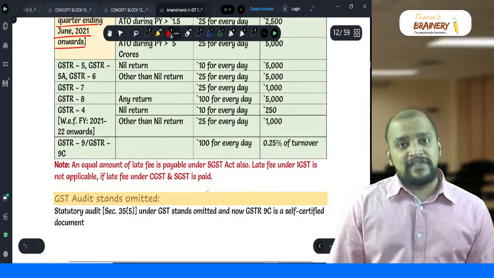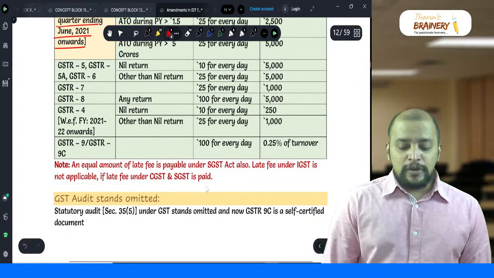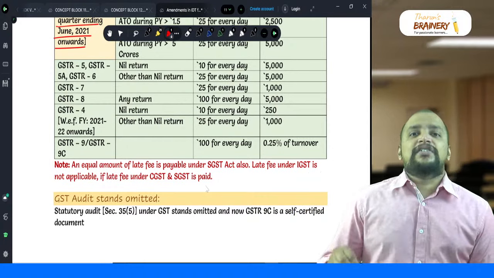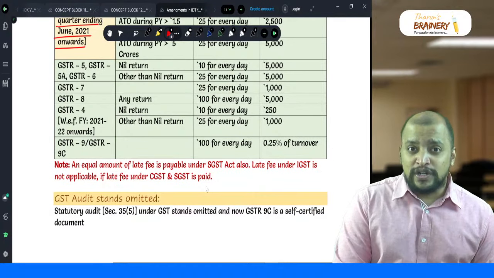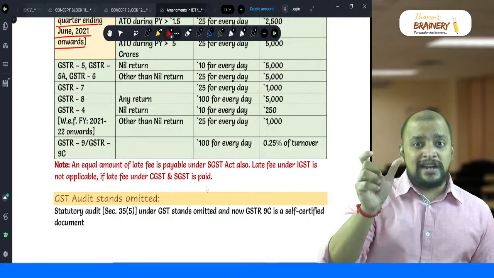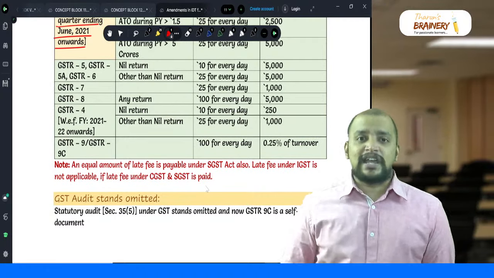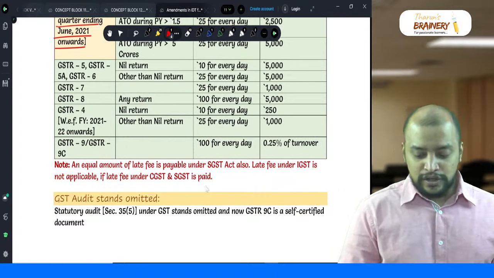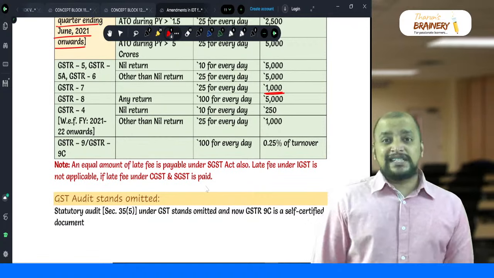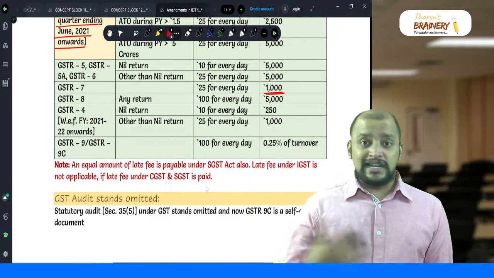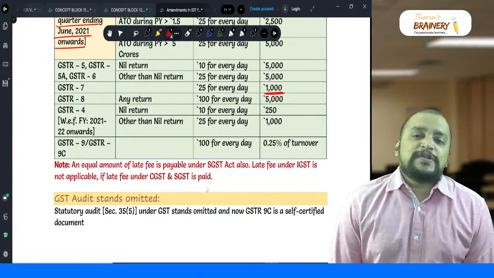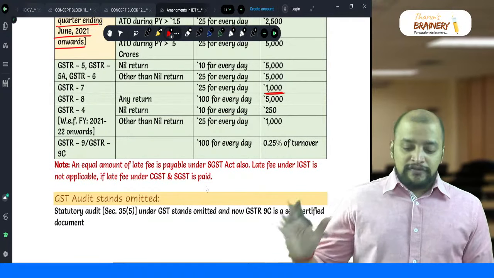And GSTR 7, 20 rupees per day subject to maximum. In the amendments material they have given it as 100, but actually in the notification it is given as 1000. So I say the amendments material is wrong, it is not 100, it will be 1000. Please be careful with respect to this. This is 1000 only, you can refer to the relevant notification. Then GSTR 8, they did not reduce any late fee. So for GSTR 8, the original late fee, that is 100 rupees per day subject to a maximum of 5000 rupees.